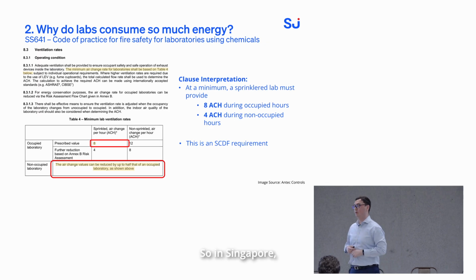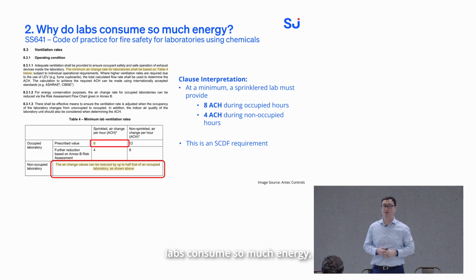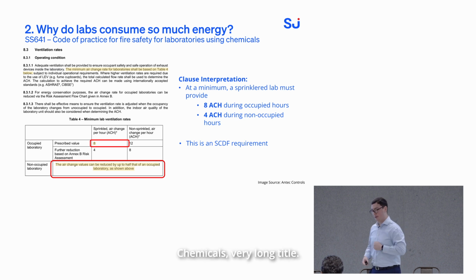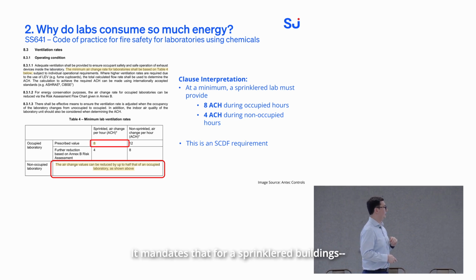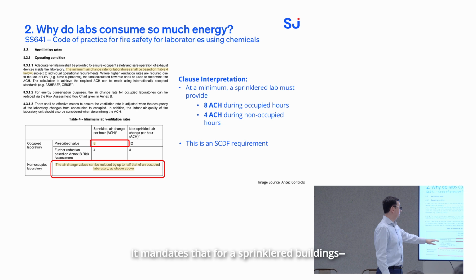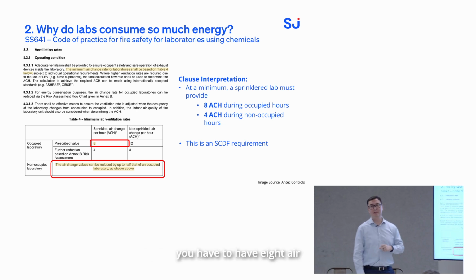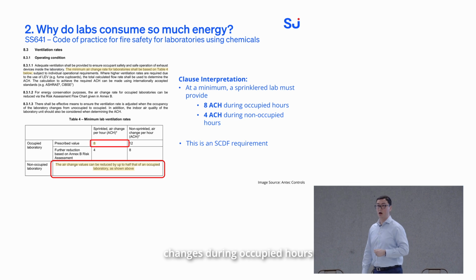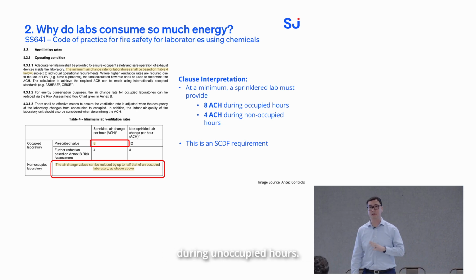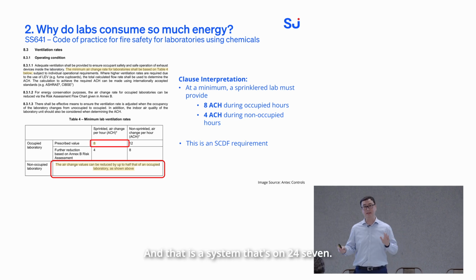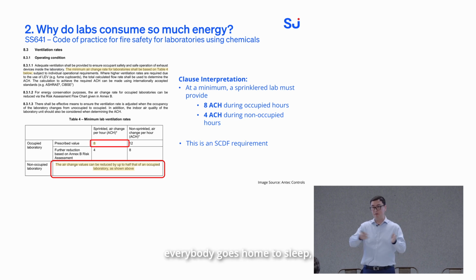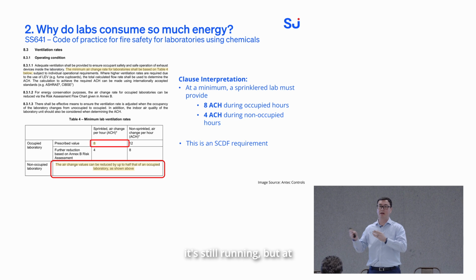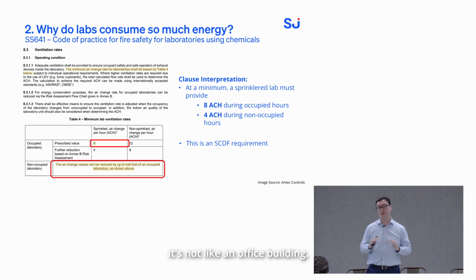So in Singapore, to answer the question why labs consume so much energy, there's a standard called the Code of Practice for Fire Safety for Laboratories Using Chemicals. Very long title. SS 641 is what it's more commonly known as. It mandates that for sprinklered laboratories specifically, you have to have 8 air changes during occupied hours and 4 air changes during unoccupied hours. And that is a system that's on 24/7. So that's occupied hours, 8 air changes, and then when everybody goes home to sleep, it's still running, but at 4 air changes per hour. It never turns off. It's not like an office building.